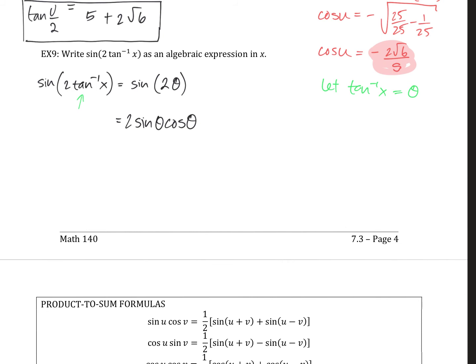Let's go ahead and try draw up a right triangle. So since tangent inverse of x equals theta, we know that tangent of theta must equal x. So if I drop a right triangle, and we have our degree theta, tangent, remember, is opposite over adjacent, which means this is x over 1. So opposite should be our x value, right here, and adjacent would be our 1 value. Let's go ahead and plop those in, 1 and x.